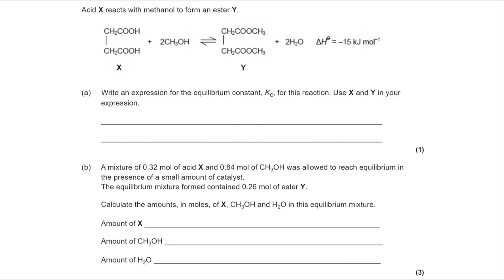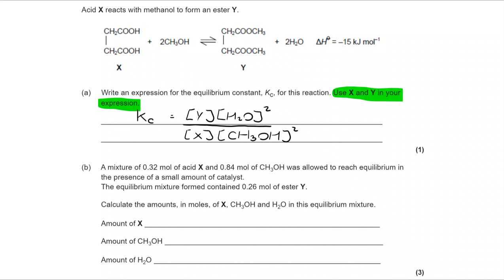So taking a look at the answers now, we have acid X reacting with methanol to form an ester Y. And we can see we've labelled those two species as X and Y, which is what's wanted in the expression for Kc. Now, when you write out the Kc expression, you've got to remember a couple of standard procedures. One is that you have product over reactants, and two is that you represent concentration in moles per decimeter cubed by putting the species in square brackets. So what we have is this.